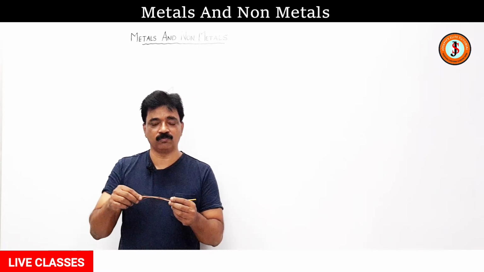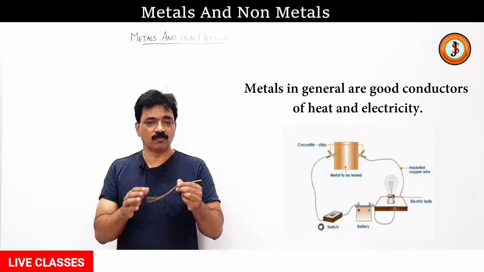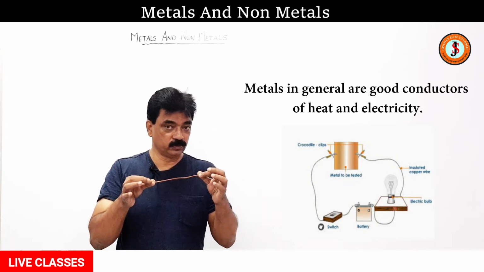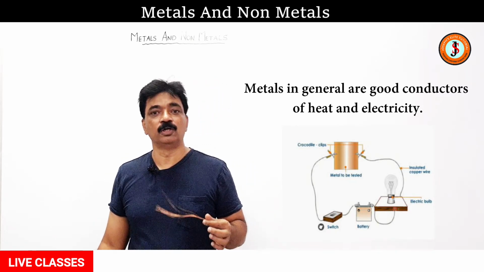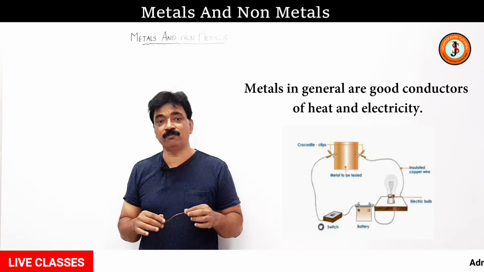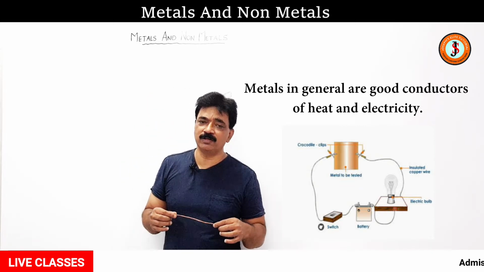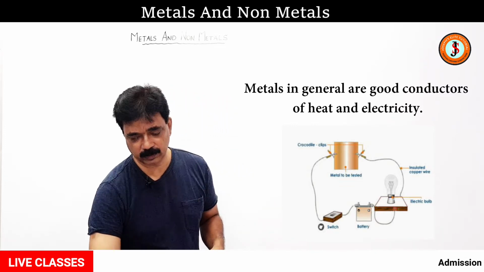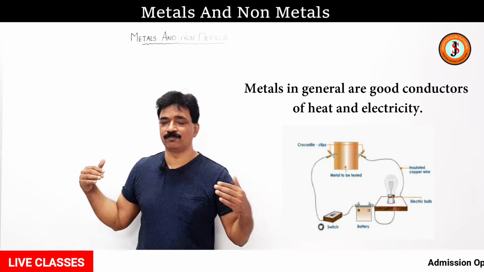And as soon as I talk about wire, what do you think? Why is this wire being used? Wire is used for conduction of electricity. So metals are very good conductors of electricity. Even for heat, metals are very good conductors of heat. All right. And that is the electric wire.